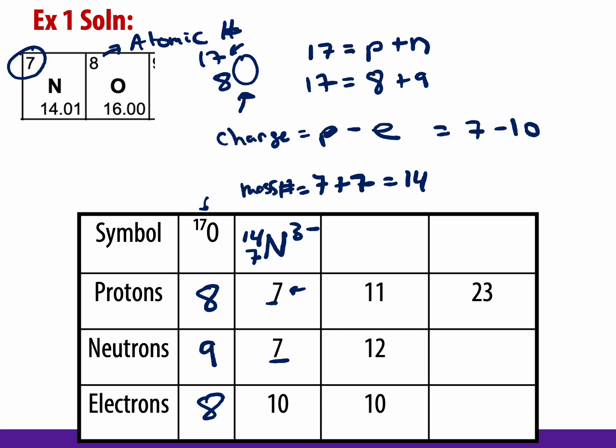Importantly, note for oxygen-17 here, even though on average oxygen has a mass of 16, this particular isotope has a mass of 17. So you actually never really end up using the average mass in these problems. That's useful for stoichiometry, but not useful for this type of problem.